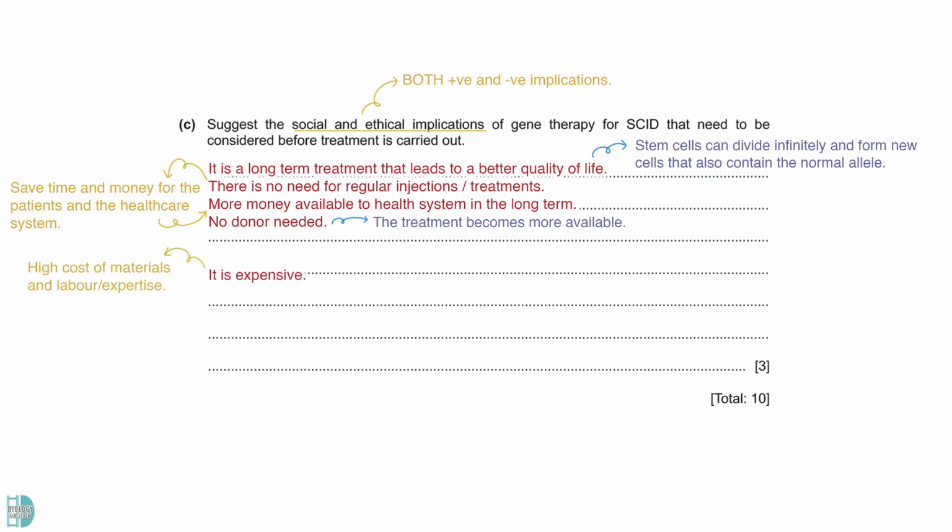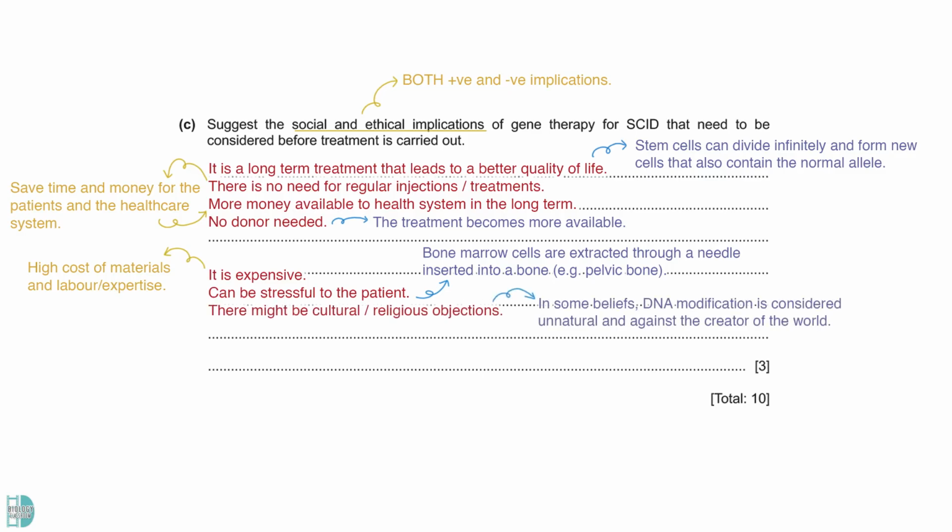However, due to the high cost of materials and labor involved in the procedure, it is expensive. The extraction of stem cells can be stressful for the patient too. Bone marrow cells are extracted through a needle inserted into a bone, typically a pelvic bone. There might be cultural and religious objections. In some beliefs, the modification of DNA is considered unnatural and against the creator of the world.